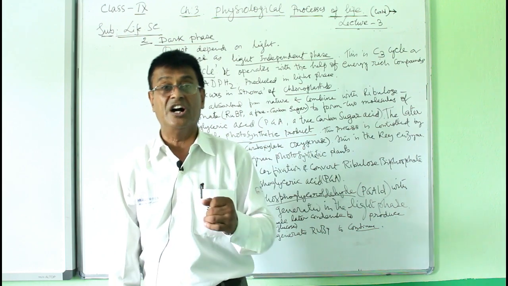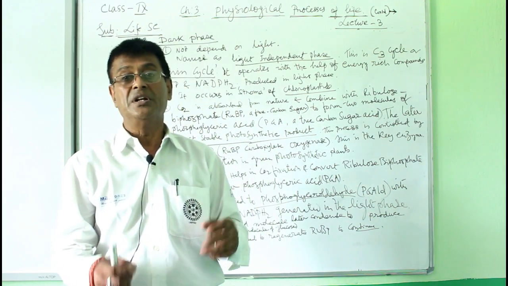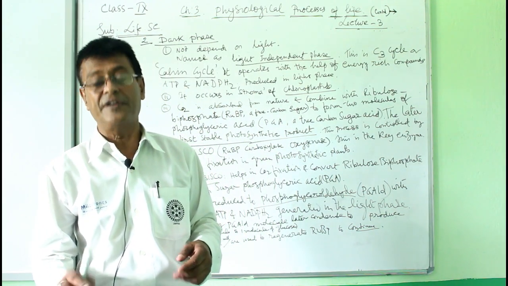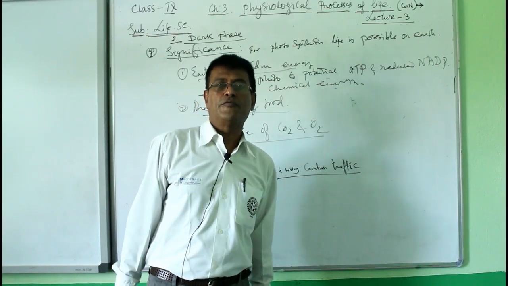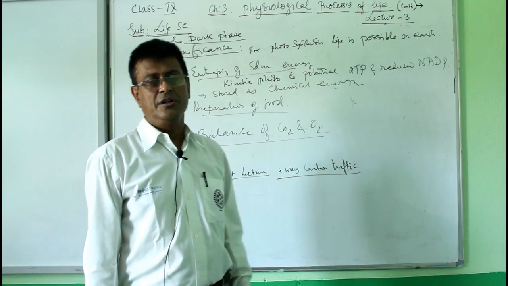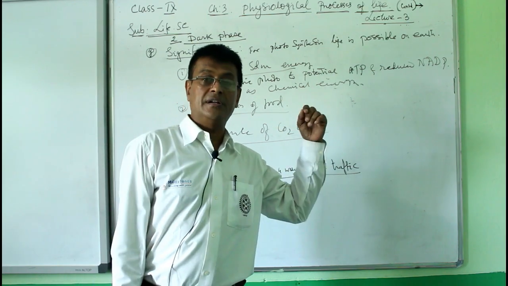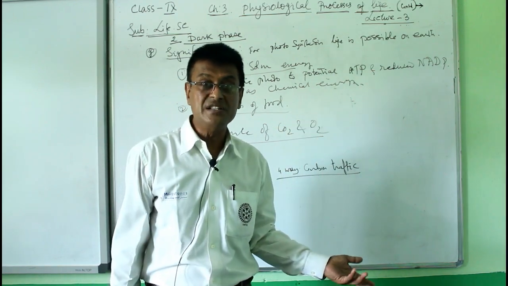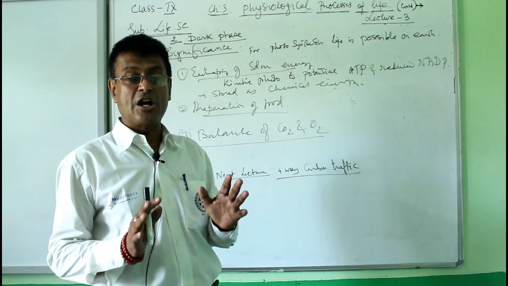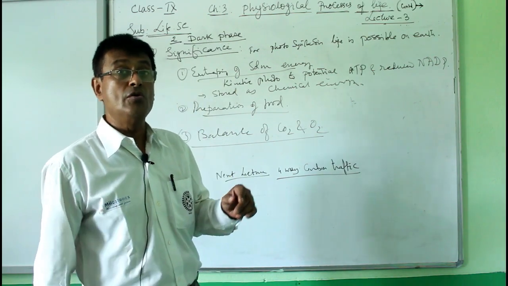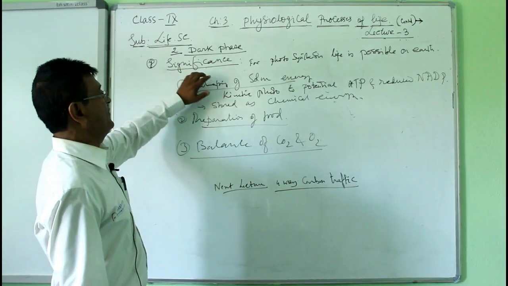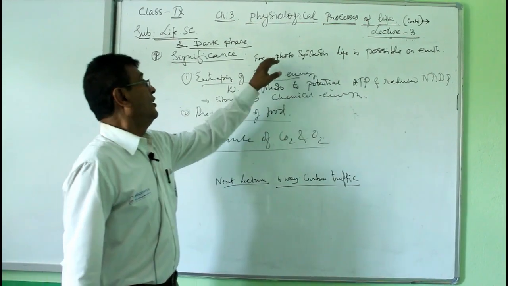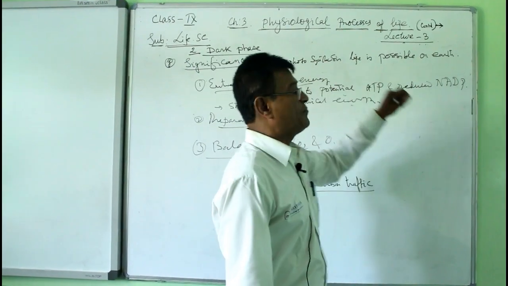So this is the dark phase, and here comes the significance of the dark phase. Okay. So children, we have gone through the dark phase. Before that we have already come to know about the light phase, then the dark phase, and the product of photosynthesis. Now we have to see the significance of this. So significance: for photosynthesis, life is possible on the earth.